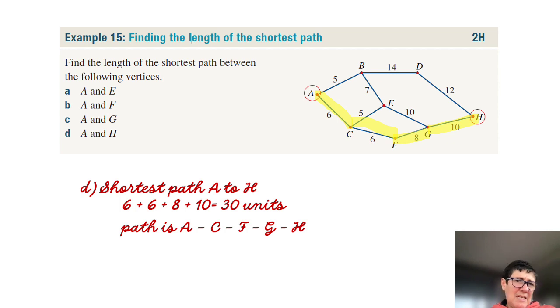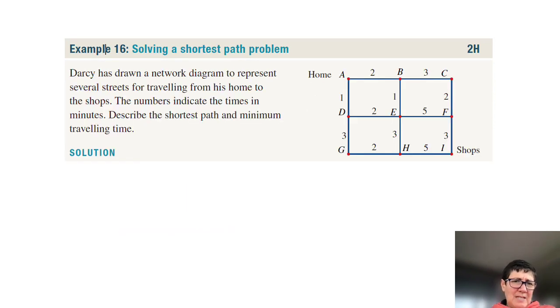Last example out of the textbook. Darcy has drawn a network diagram to represent several streets for travelling from his home to the shops. The numbers indicate time in minutes. Describe the shortest path and the minimum travelling time.